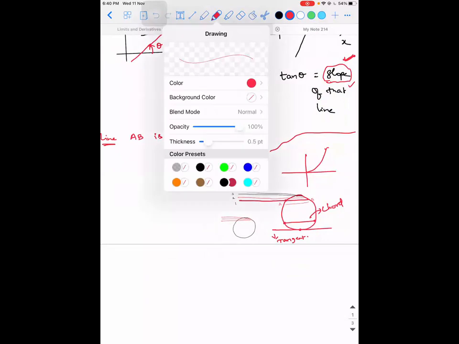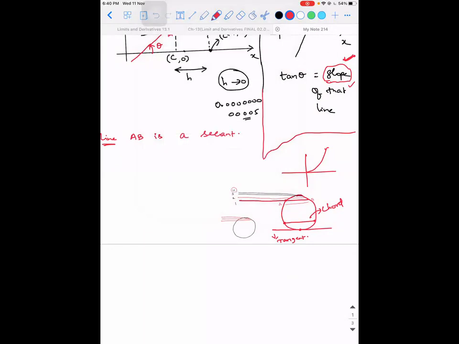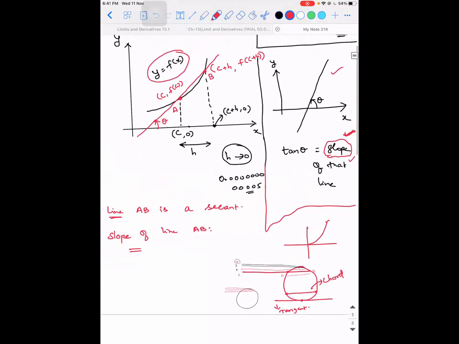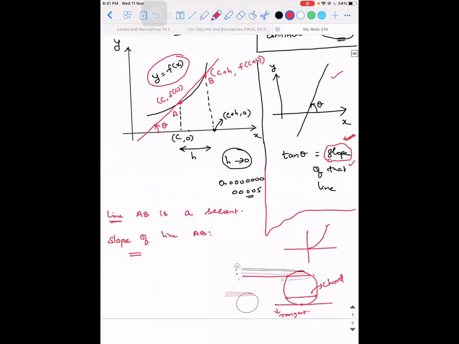So what I'm going to do is, listen to this carefully. This is where the definition of derivatives is going to come. So when I say line AB is a secant, then I can define the slope of line AB. So slope of line AB is y2 minus y1 by x2 minus x1. See, I have the coordinates of point A and B. Right? So what is the slope of line AB? Tell me.